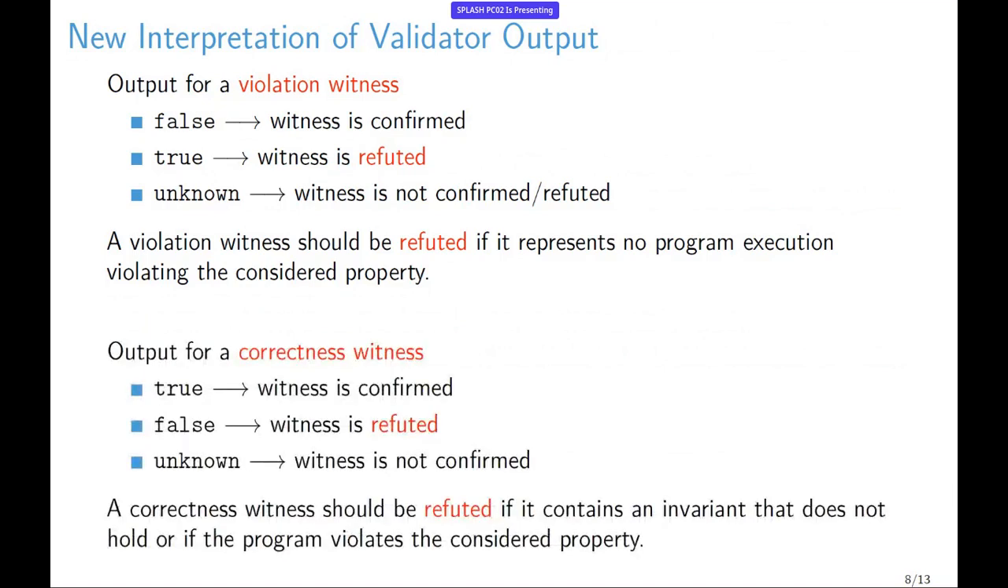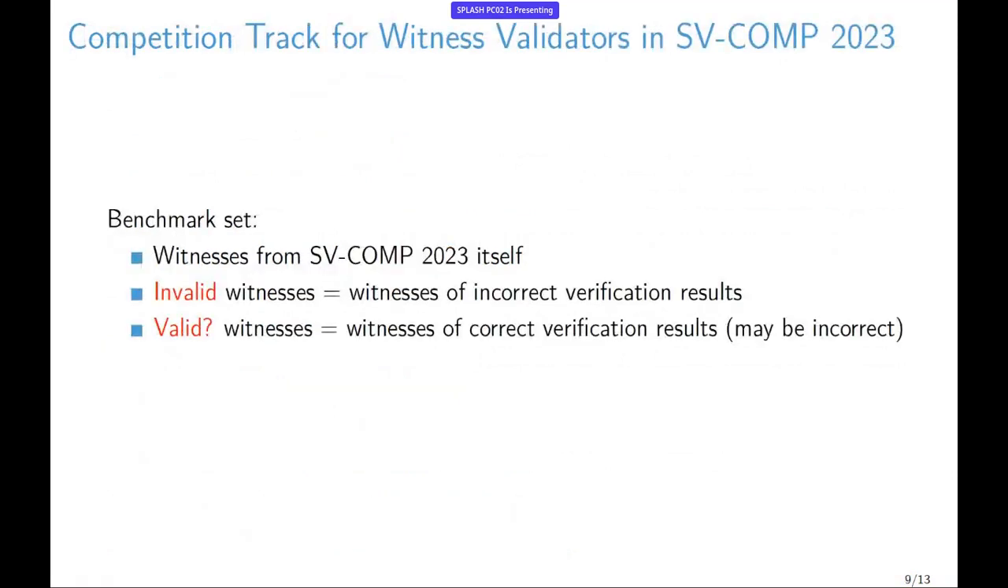Similarly, for correctness witnesses, we want to add the interpretation of false here. So if the validator tells us false as answer for a correctness witness, then this means the validator found a bug actually in the program and cannot confirm the witness. And the correctness witness should be refuted if it contains either an invariant that does not hold or the program violates the considered property. So this is what we suggested.